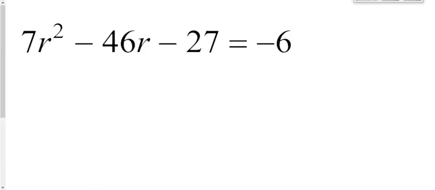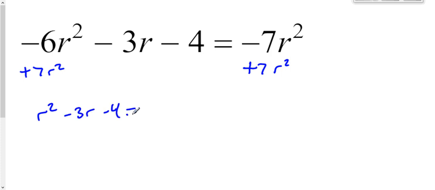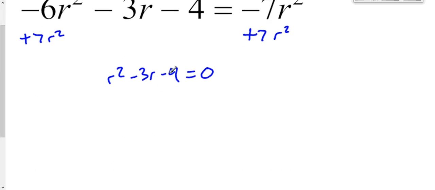We're going to try one last one. Even if it's a different variable on the other side, that does not matter. We want to get it equal to 0. So we add 7r squared, that gives us r squared minus 3r minus 4 equal to 0. It also does not matter if you have 0 on this side. Equations can be flipped either direction and still be the same thing. For me, I prefer having the 0 on the right, so we're going to leave it right there.